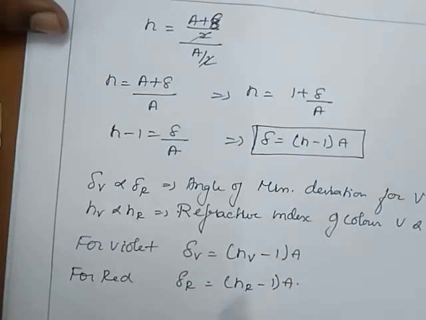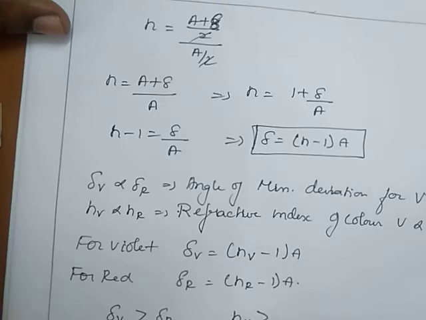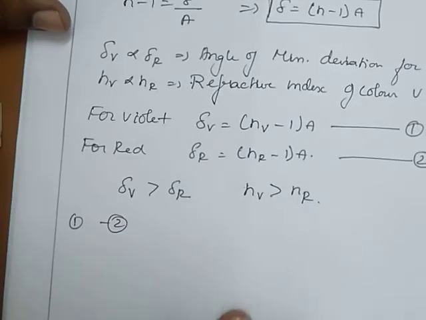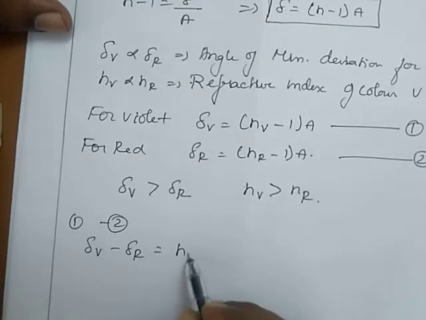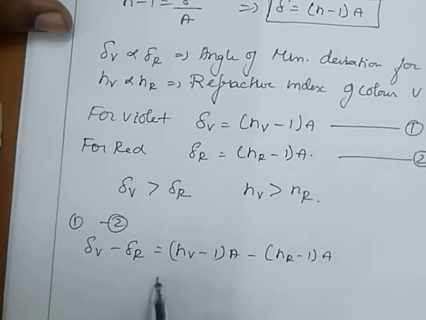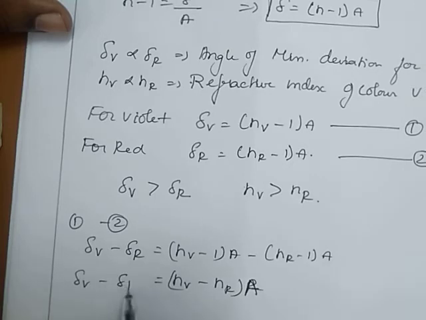Comparing this, we know very well the angle of deviation of violet is greater than the angle of deviation of red, and the refractive index of violet is greater than the refractive index of red. Here I consider this one as equation 1, this one as equation 2, and do 1 minus 2. Then we get δV minus δR equal to (NV minus 1)A minus (NR minus 1)A. On solving this, the 1 cancels, and we get (NV minus NR) into A.